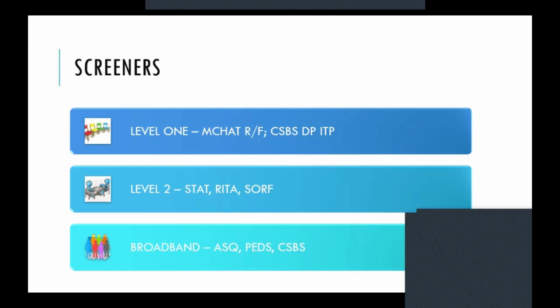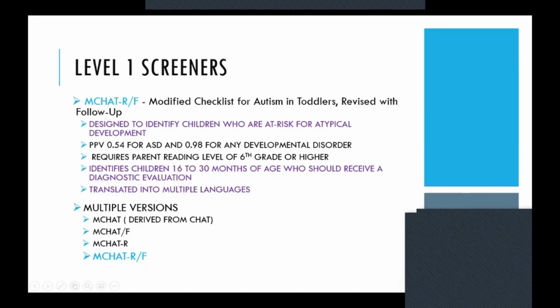And then broadband screeners, the ASQ, you talked about last time. I'm sure Gross told you there are definitely kiddos who will have delays in personal, social, and communication, which can be signs that you would look at to make sure that you're asking families further about autism. The PEDS tool and CSBS are not as helpful in getting us to the next steps.